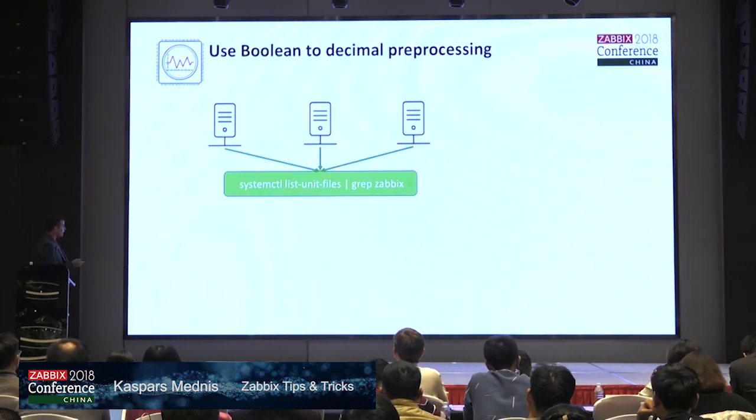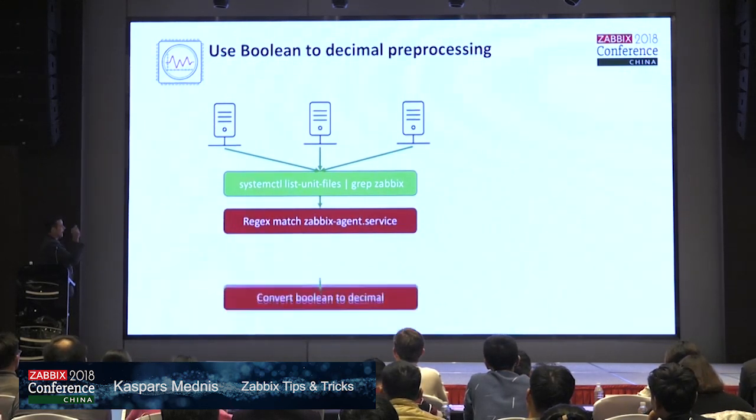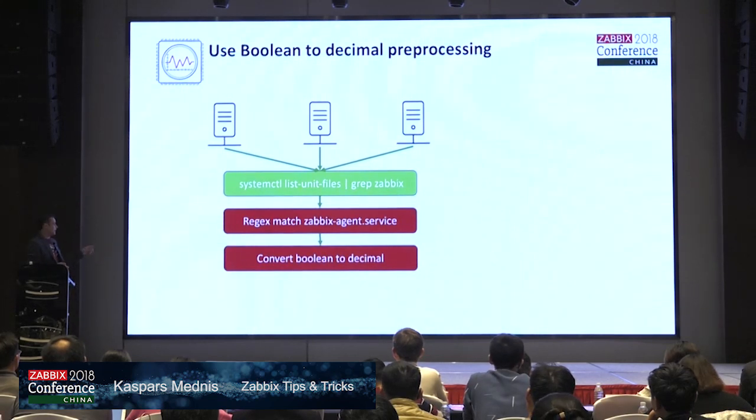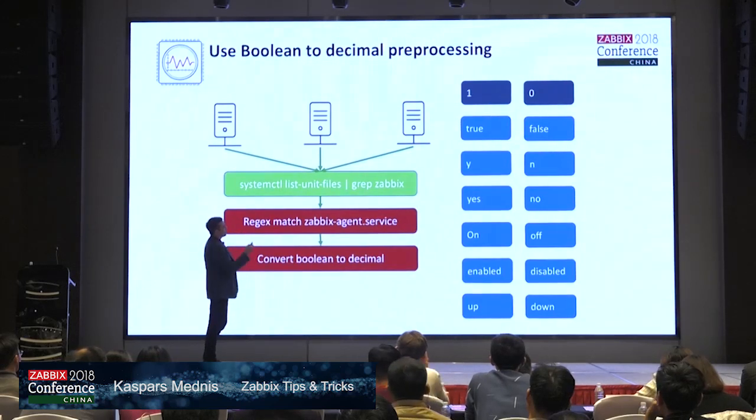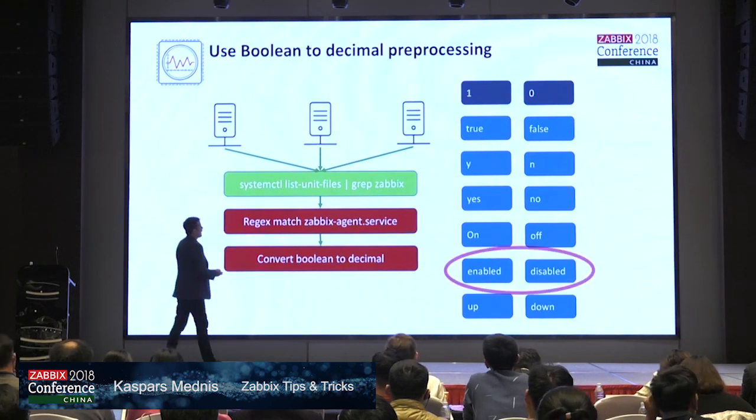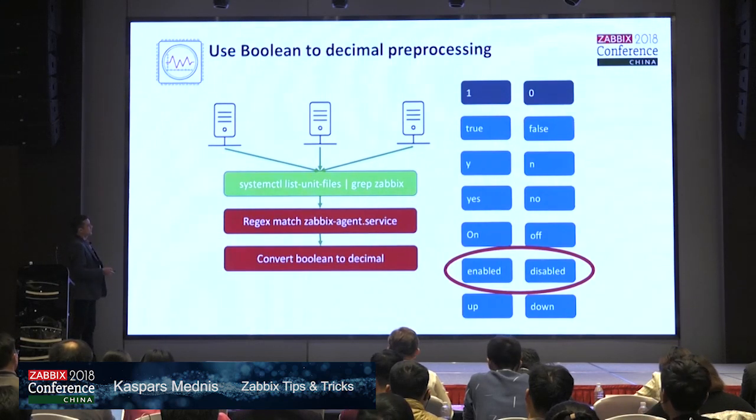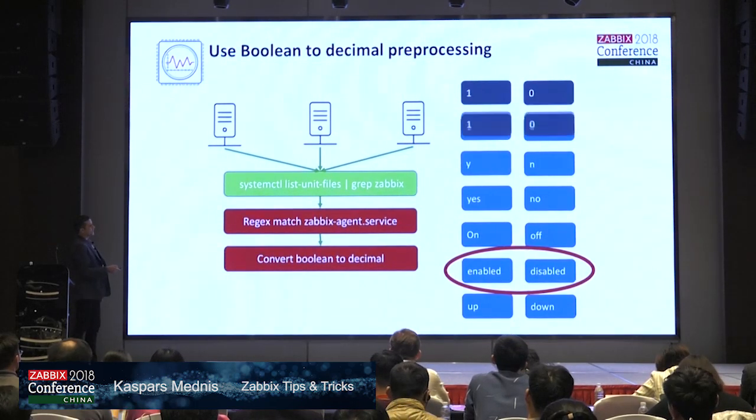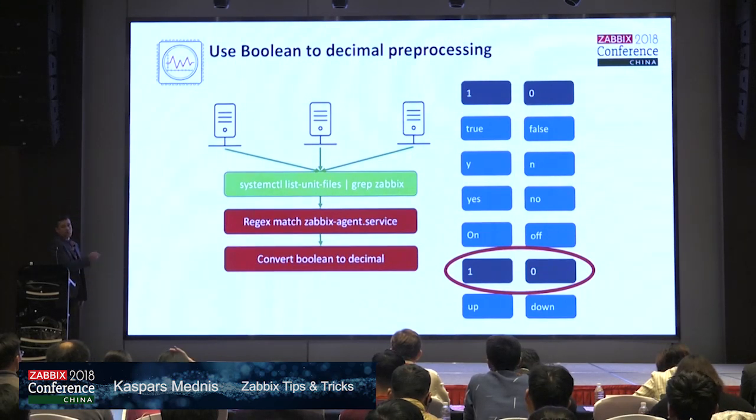In Zabbix, first we will match the regex for the Zabbix agent. And then we have a special preprocessing step called convert boolean to decimal, which will convert true, yes, on, enable to 1, and false, no, off, disabled to 0. Those are built in. If you assign this step to preprocessing, it will find from the previous slide that the Zabbix agent is enabled, and it will replace it with 1. And then the final value which will be stored will be 1.